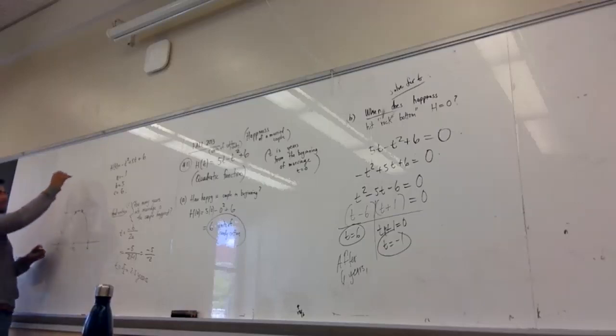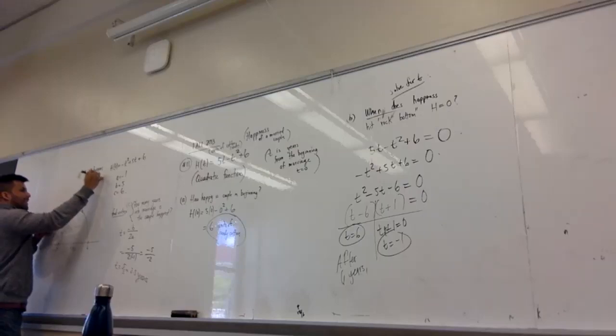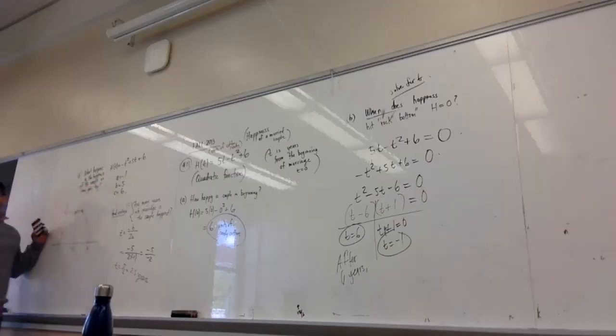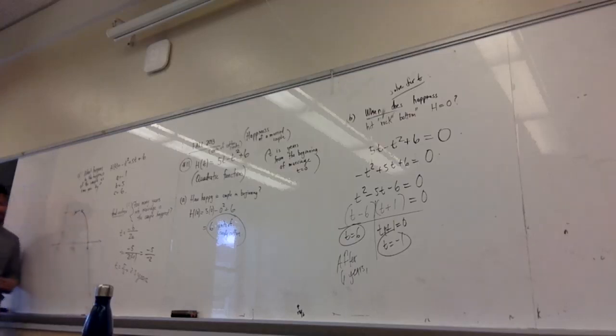And then part D. This part D might be a little depressing. It says, what happens to the happiness of the couple as the years go by, as time goes by? So, according to the function, as time goes by, my happiness just goes what?